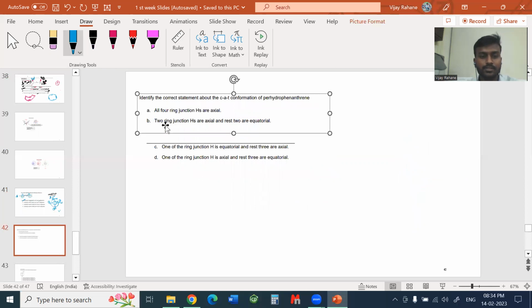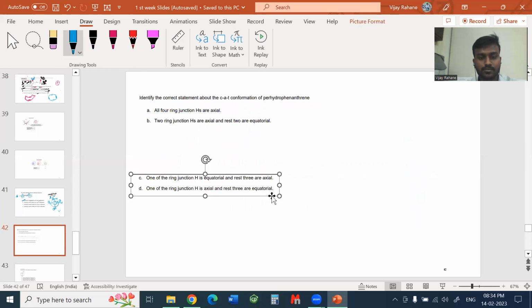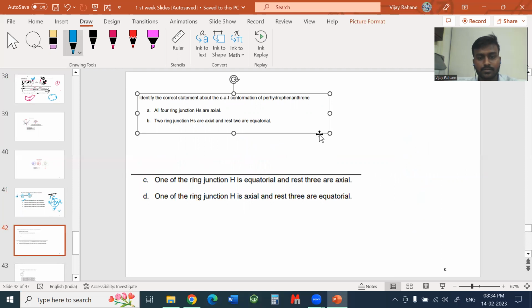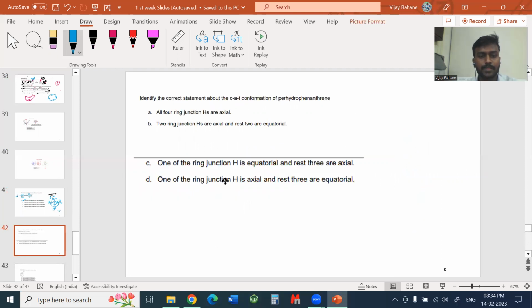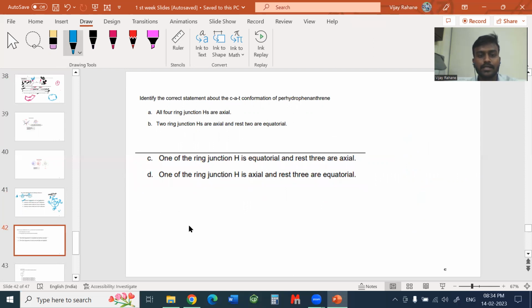The next question is: identify the correct statement about the chair conformation of perhydrophenanthrene, right? So we first need to draw the structure of this perhydrophenanthrene.